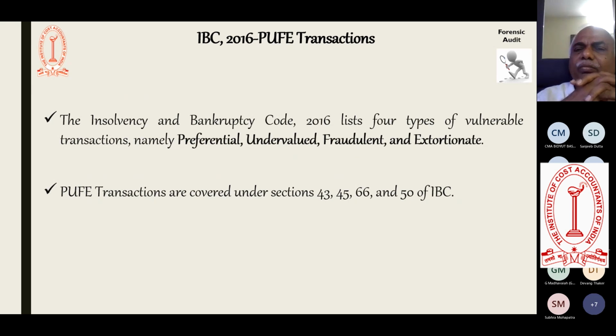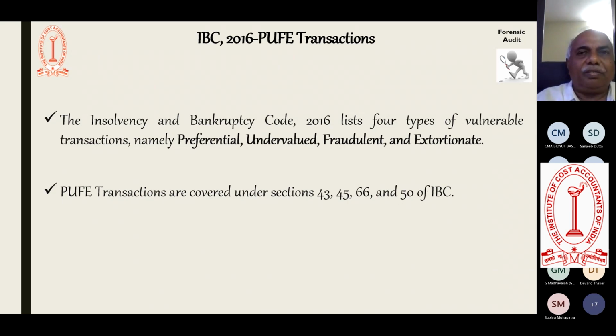The Insolvency and Bankruptcy Code lists four types of vulnerable transactions: preferential, undervalued, fraudulent, and extortionate transactions. These are the four transactions it identified. In almost all companies, these are happening. Some preferential transactions, some undervalued transactions, some fraudulent transactions, some extortionate transactions. If you see the IBC, the list is a beautiful list they have defined. These are the preferential, these are the undervalued, these are the fraudulent, these are the extortionate.